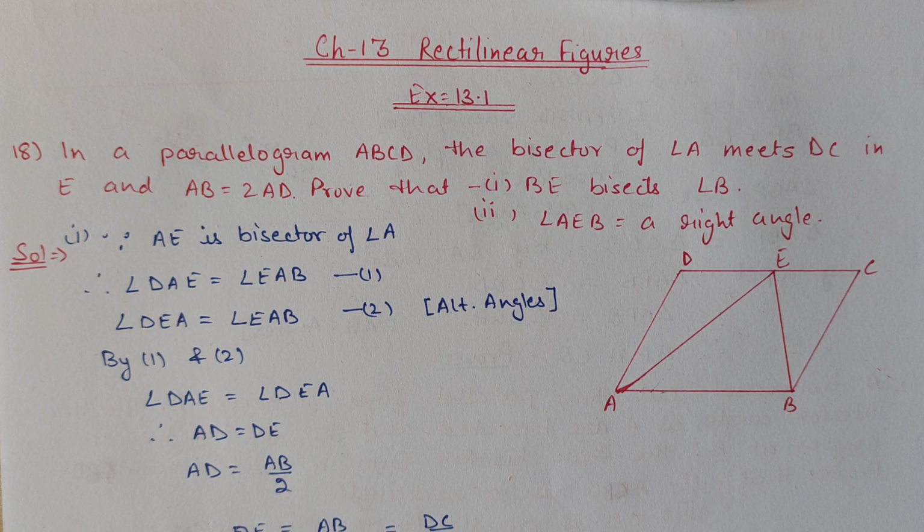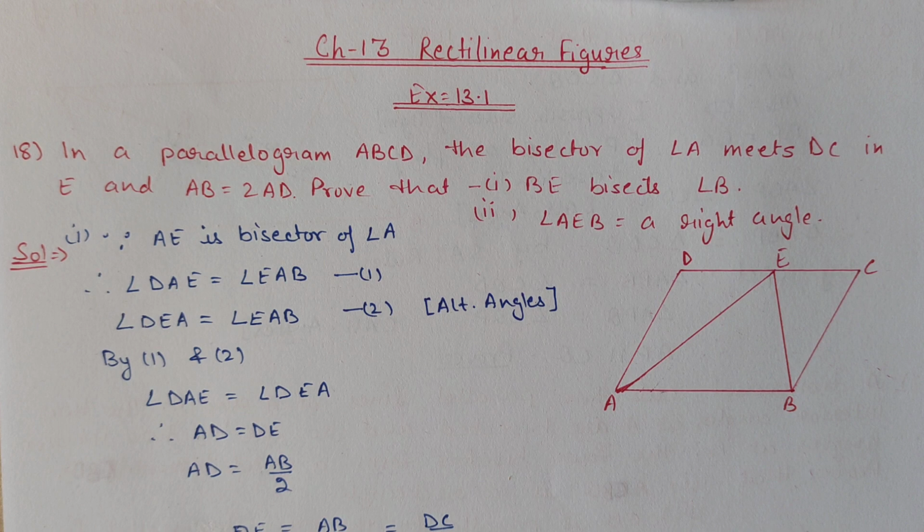In a given parallelogram ABCD, the bisector of angle A meets DC in point E and AB is equal to 2AD. Prove that BE bisects angle B. Angle AEB is a right angle.